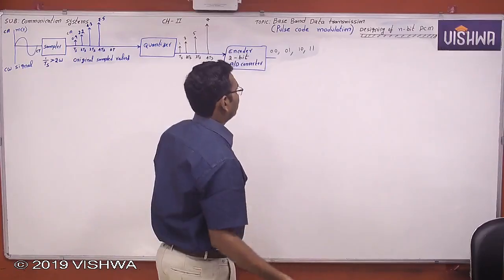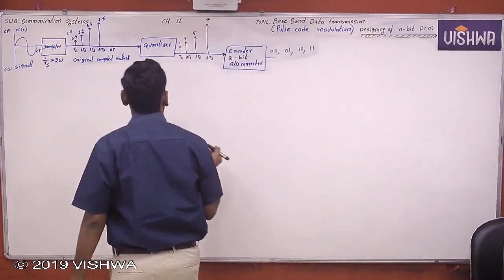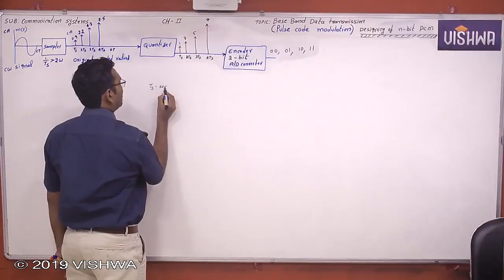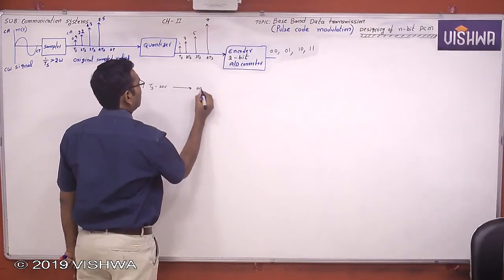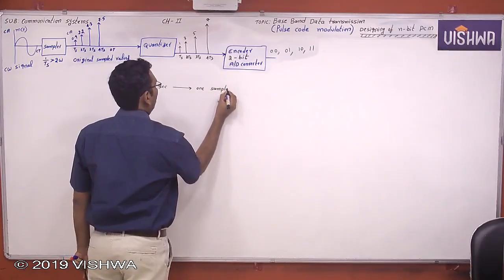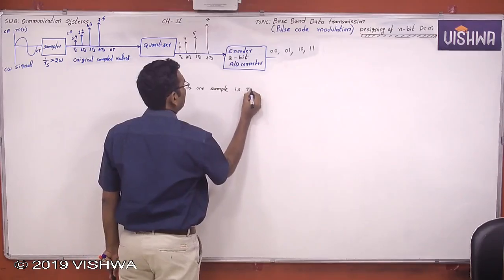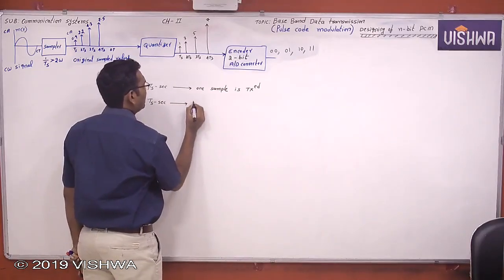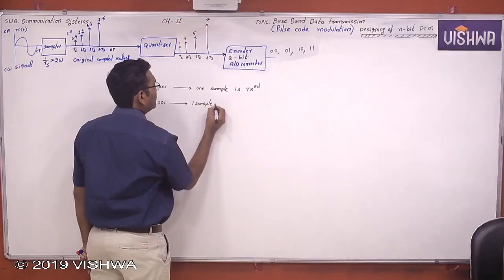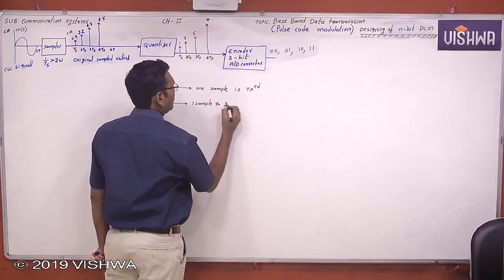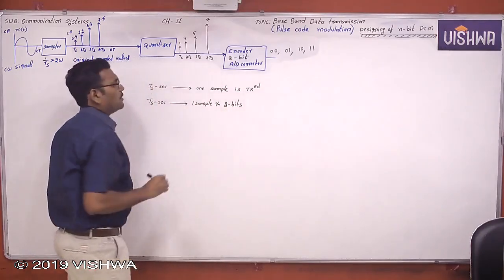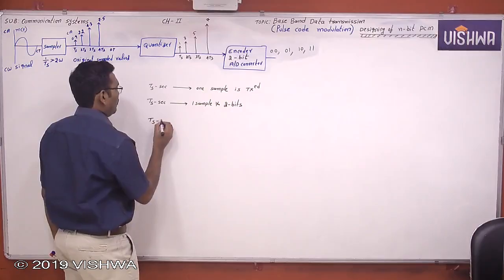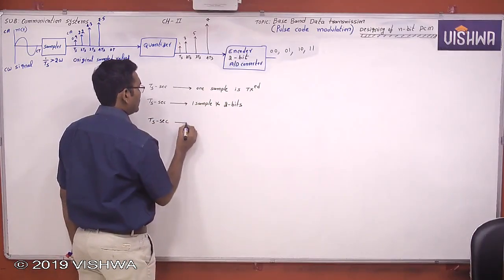Now in the designing process, see here, my question is, over a duration of TS seconds, how many samples are transmitted? One sample is transmitted. Over a duration of TS seconds, one sample is transmitted, but each sample is encoded into how many bits? Each sample is encoded into 2 bits. So, over a duration of TS seconds, 2 bits are transmitted.